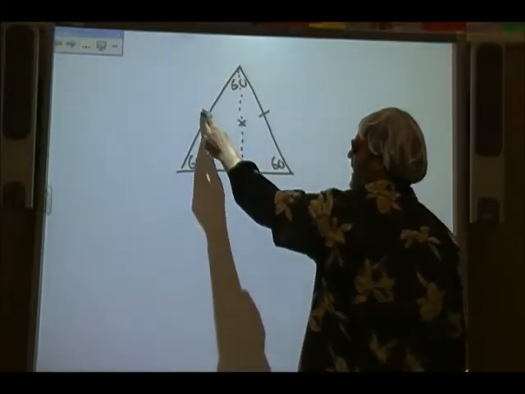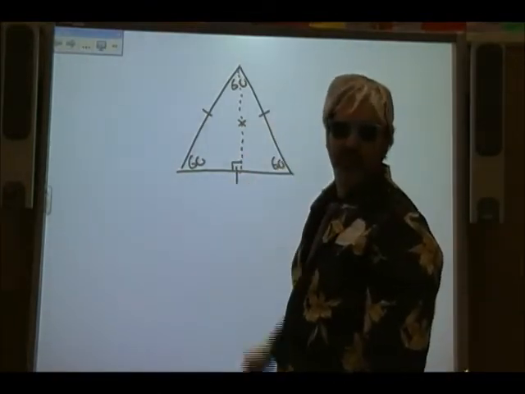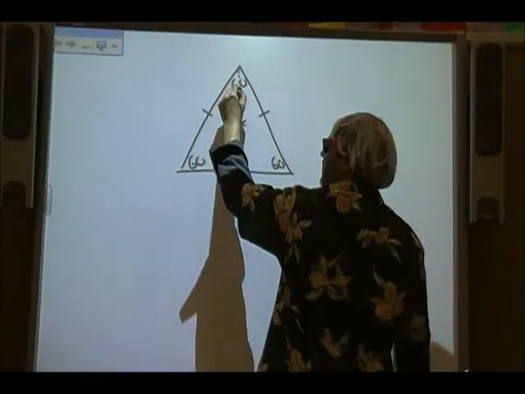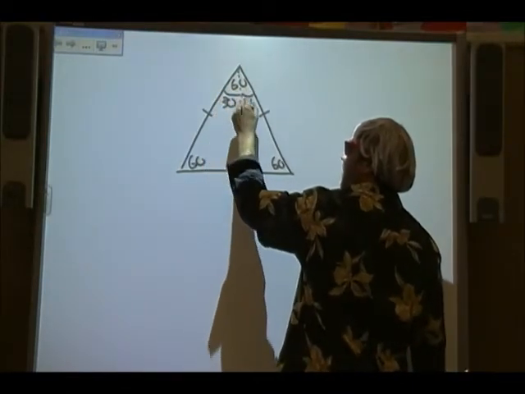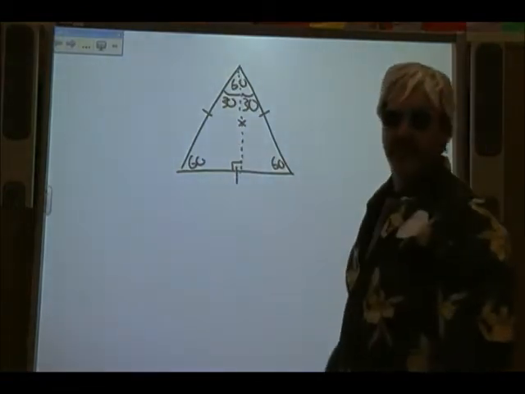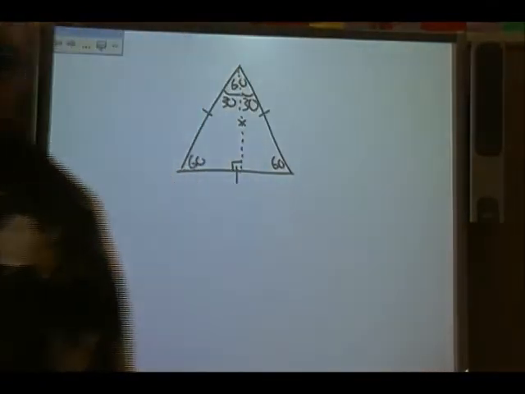Here we go. Hypotenuse, leg. So these two triangles are congruent. Therefore, all the corresponding parts are congruent. So this angle is congruent to this angle, and they are both 30 degrees.